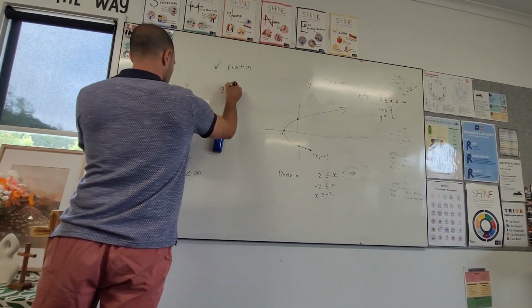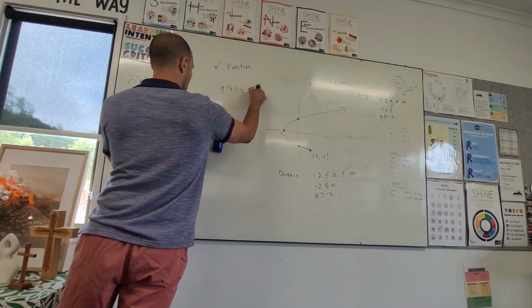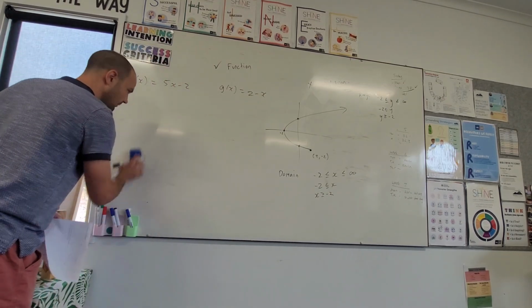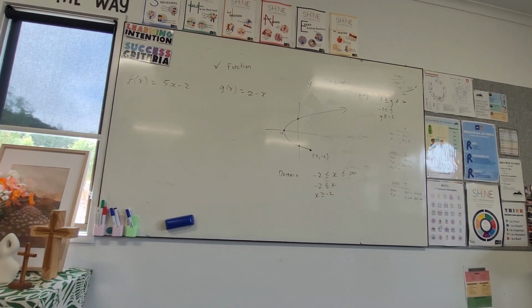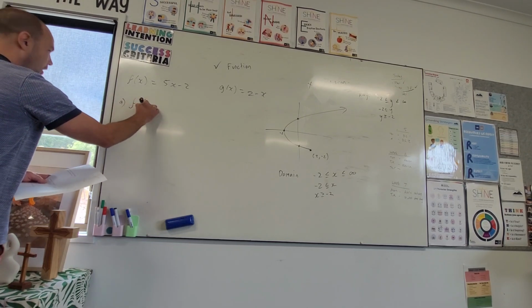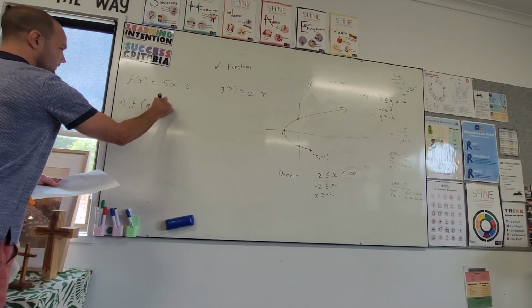And g of x is 2 take away x. Okay, so this is from composite functions, 3D, and we found this challenging when we first did it. I think we sort of got it in the end. So we're asked to find f of g of x.